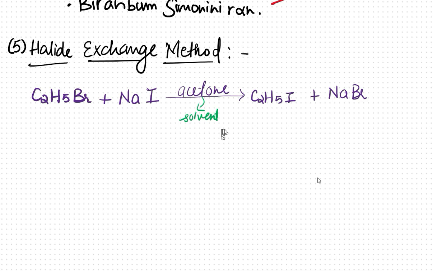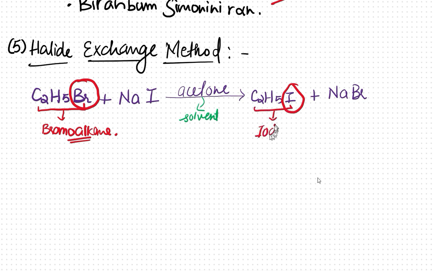So you see what has happened here. There is an exchange which has occurred. Just compare the reactant and the product side. There's a minor difference. This is your bromoalkane, because bromine is attached to the alkyl group, and here iodine is attached to the alkyl group, so this is your iodoalkane. Basically your bromine is exchanged. There is an exchange between sodium iodide and bromoalkane. What exchange? Exchange of halogen atoms.